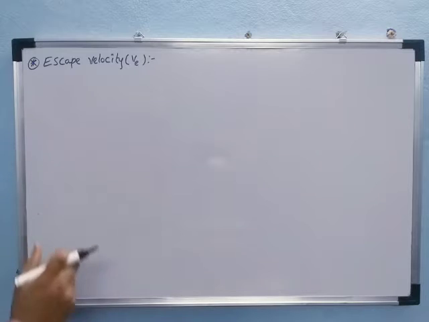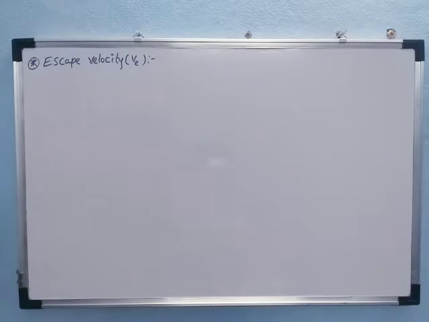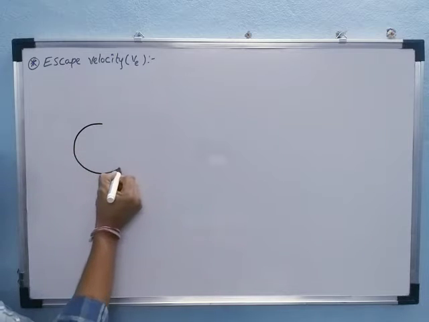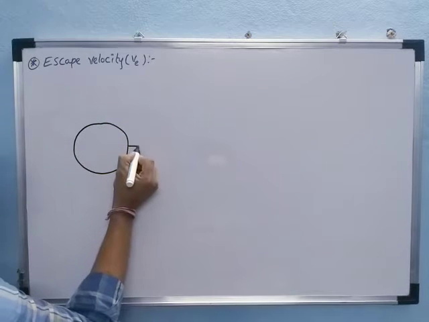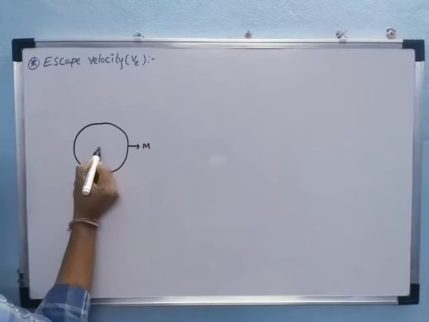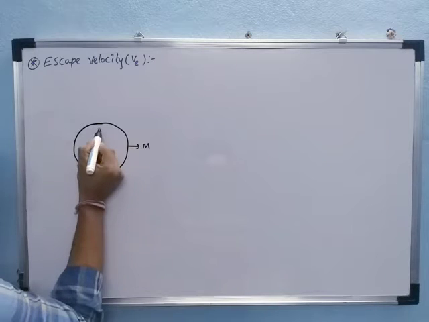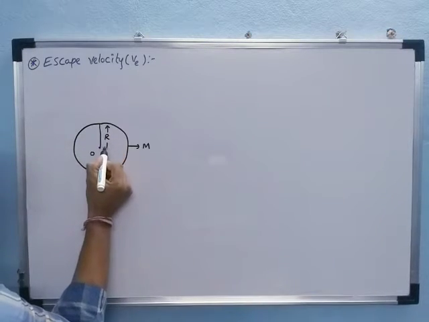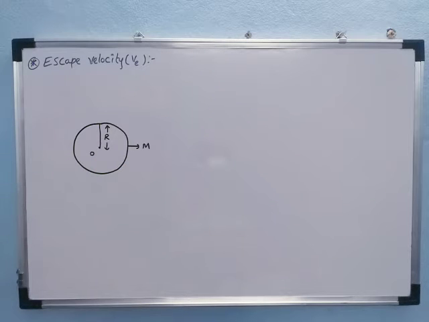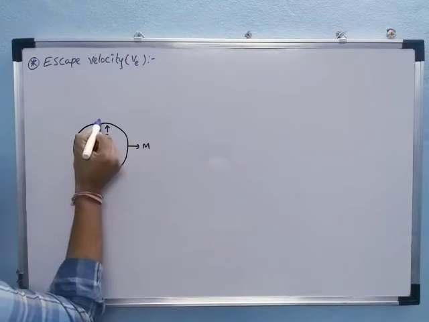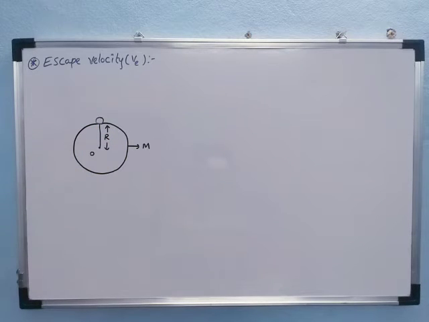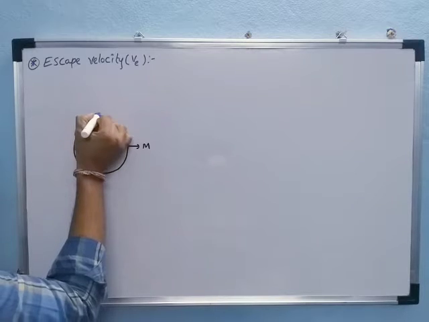Now we can derive the formula for escape velocity. Let us consider this is the Earth, with mass capital M, its center O and radius capital R. Now an object is placed on the surface of the Earth.